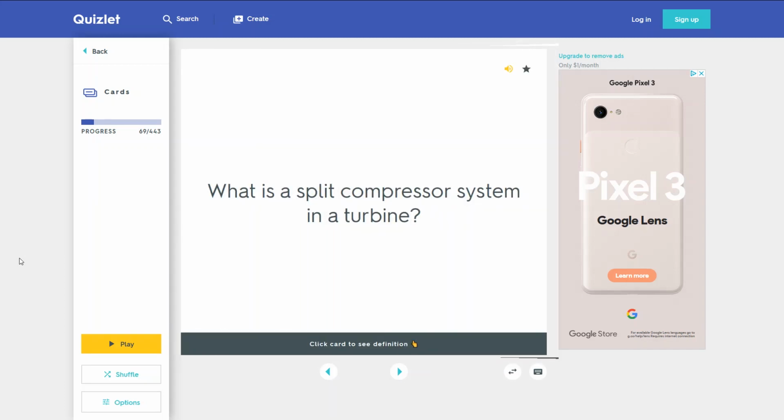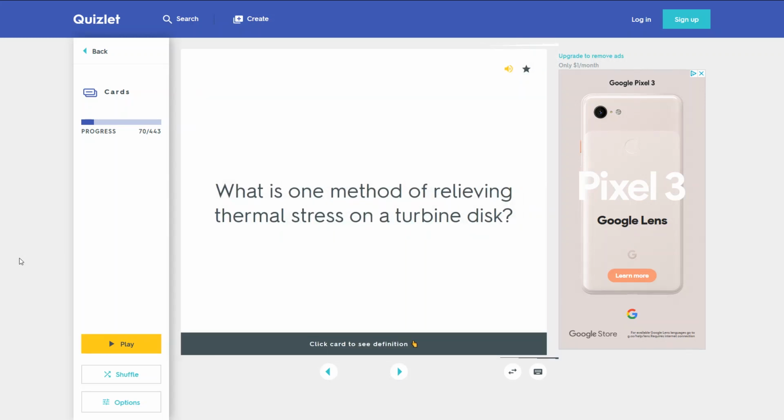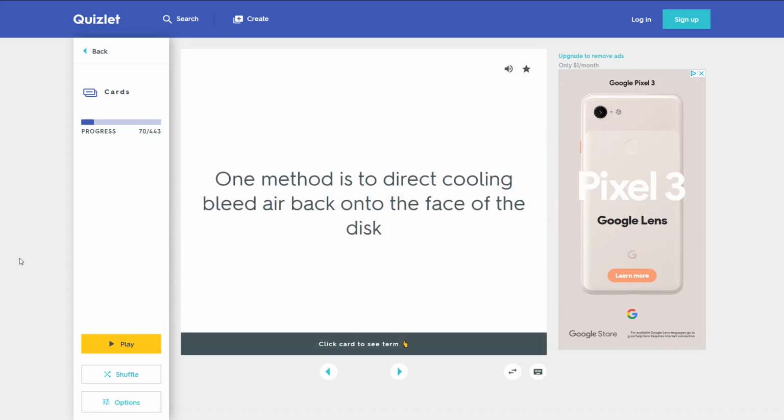What is a split compressor system in a turbine? The split system requires two concentric shafts joining the turbine stages to their respective stage. What is one method of relieving thermal stress on a turbine disc? One method is to direct cooling bleed air back onto the face of the disc.